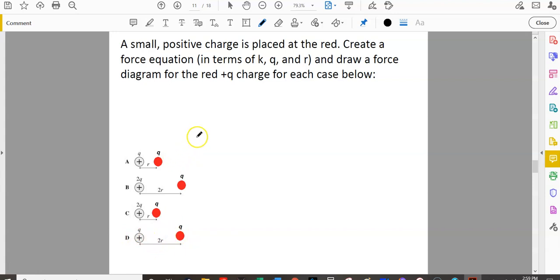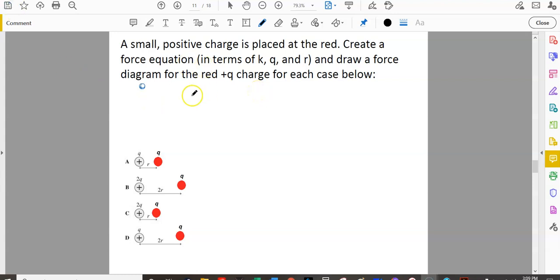What I want you to do is do a force diagram on each one of these and calculate the repulsion force between the red Q and the gray Q, and actually have a number for each one of these. But you're going to be doing the force diagrams on the red Qs. So please pause the video now and try this out.